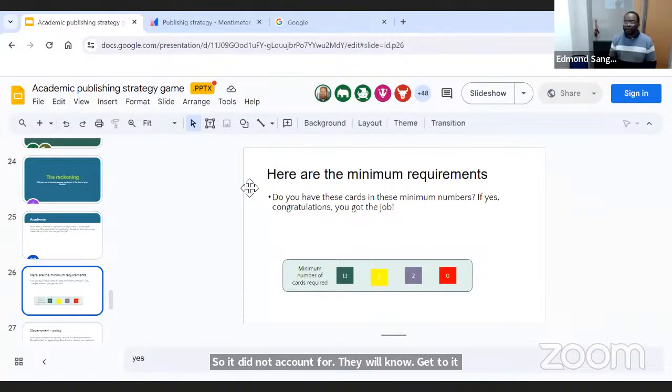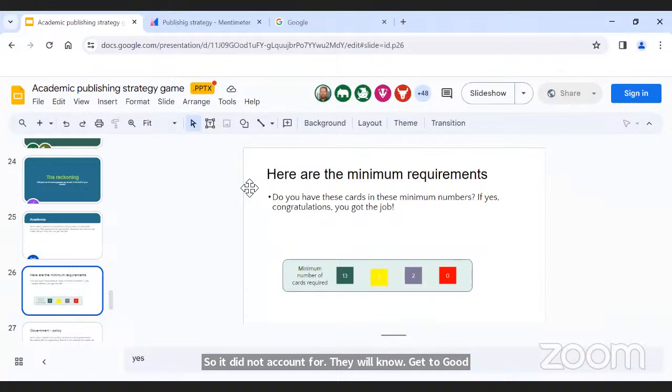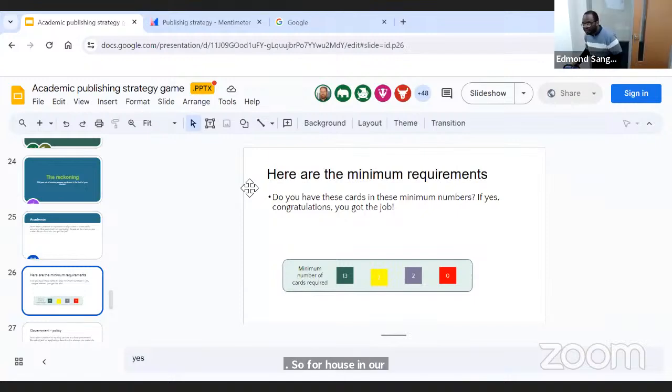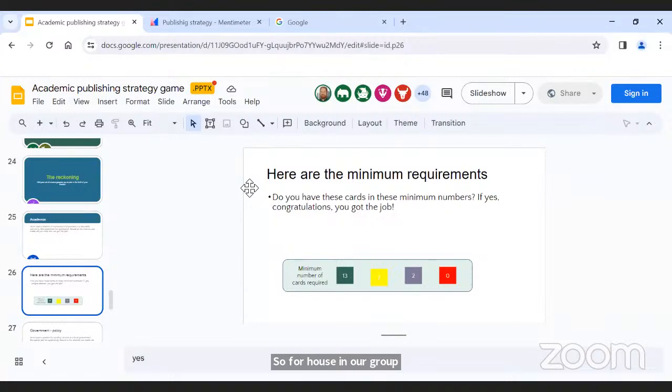Okay. So for us in our group, our card colors were yellow and blue. But there's no green. We only have two options. Either the yellow card, yes, and the other one, no. So the other four options, I don't know where they're coming from.